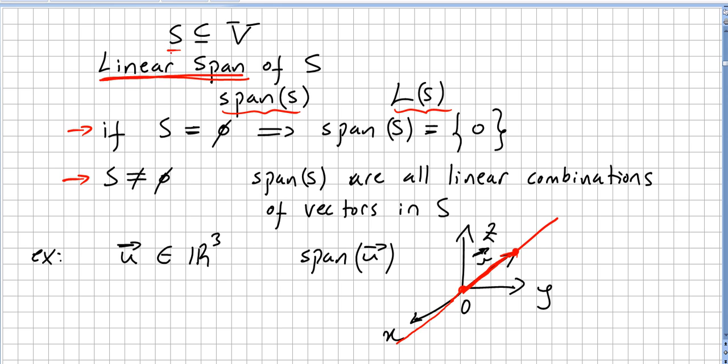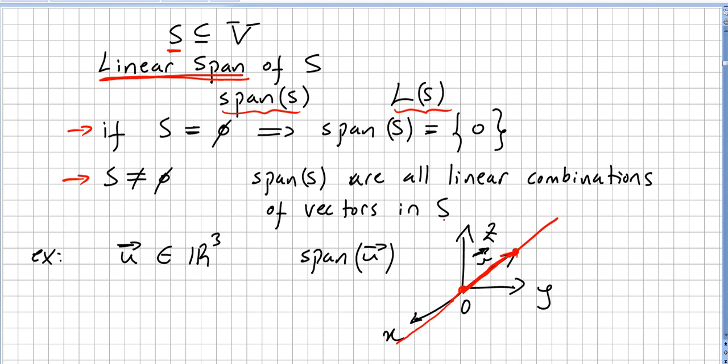Now let us say we have a set S, and that set S is a subset of V, a vector space. We introduce now the concept of linear span of S. So what is, well, span of S you can write this way or this way. If S is the empty set, then the span of S will be the singleton, the set with the single element 0. If S is not the empty set, then the span of S will be all the linear combinations of vectors in S.